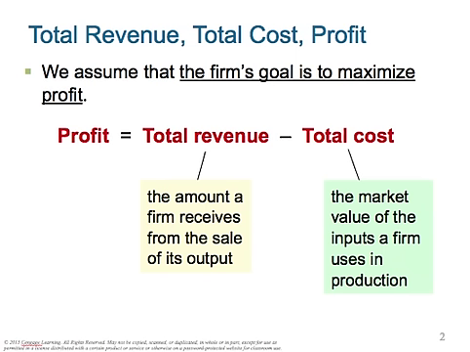So let's take a look at profit. And to do that, we also have to examine total revenue and total costs, which we've discussed previously. We assume the firm's goal is to maximize profit. That's generally a safe assumption in a free market. Profit is simply total revenue minus total cost. Now, total revenue is the amount the firm receives from the sale of its output, and total cost is simply the market value of the inputs a firm uses in its production. So what it takes to put all those parts together to build a car in the Ford Motor example.